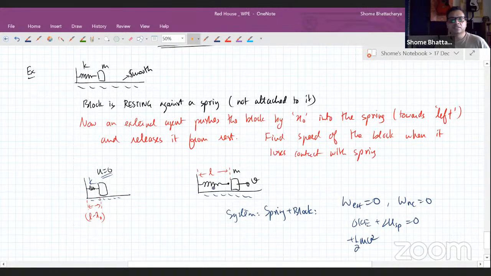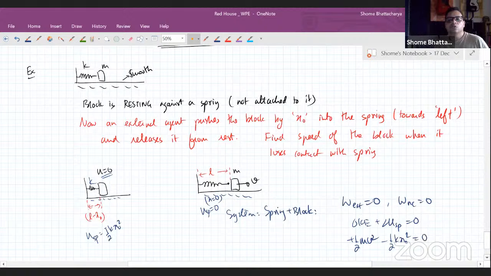But the potential energy, now what is happening in here? X of the spring is zero. So final potential energy is zero. Initial potential energy here is how much? It is half kx naught square. But the final potential energy of the spring here is how much? Is zero. So the change is minus half kx naught square.